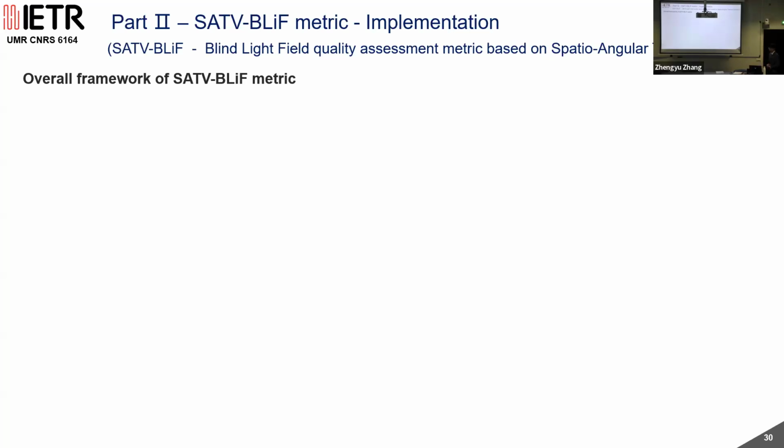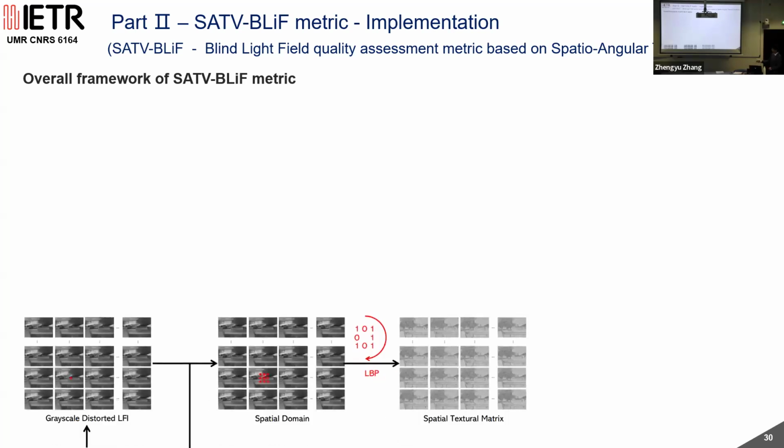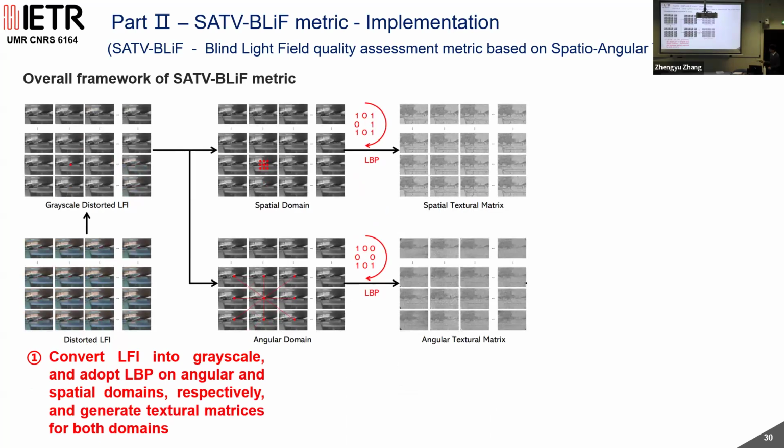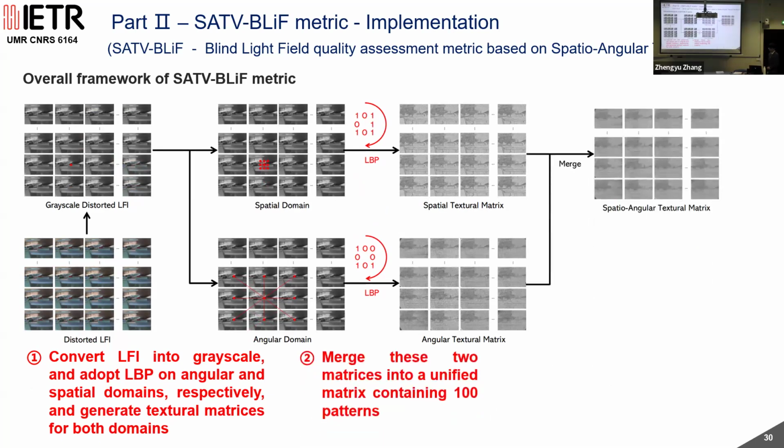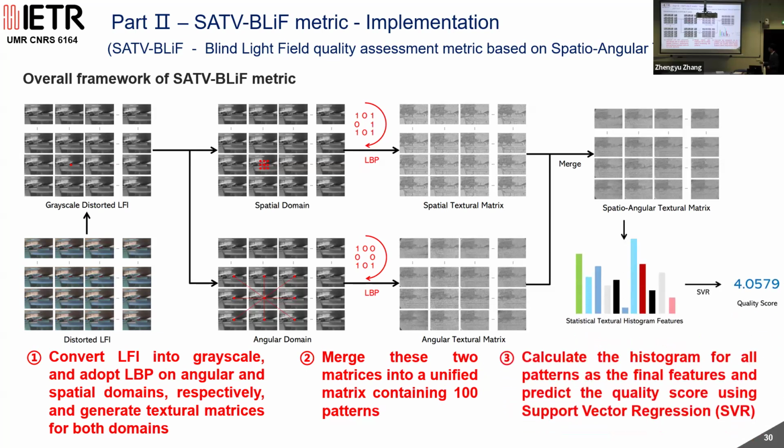Based on this LBP, we design a novel framework to evaluate the light field image quality. First, given a distorted light field image, we convert it into grayscale, and then adopt the LBP on the angular and spatial domains respectively, and generate the spatial and angular textural maps. Then we merge these two maps into a uniform map containing 100 patterns. Finally, we calculate the histogram of all the patterns as the final features and predict the quality score using support vector regression.